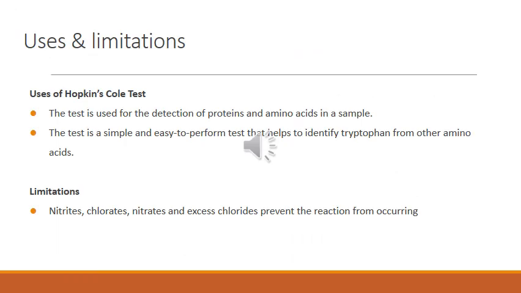We use this test for the detection of proteins and amino acids in a sample and to identify tryptophan from other amino acids. In the Hopkins-Cole test, there are limitations: nitrites, chlorates, nitrates, and excess chlorides will prevent the reaction. Why? I hope you answer this question carefully. This is one of the important questions. Why can these substances prevent the reaction from occurring? I will give you a hint. These substances will react with sulfuric acid, and you should know what happens later.